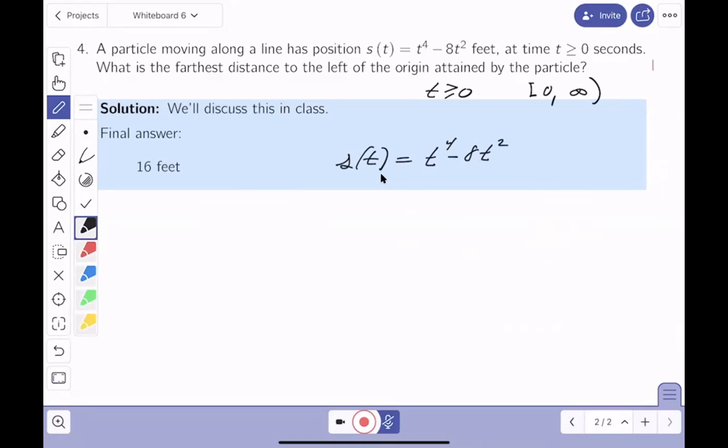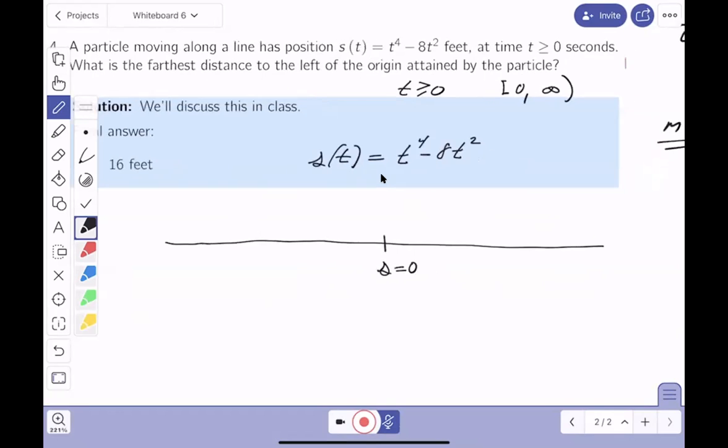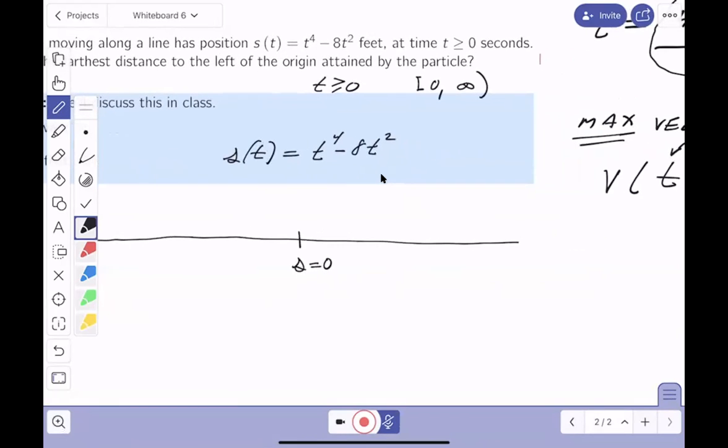It says, what's the furthest distance to the left of the origin? What I'm going to do is I'm going to say that they're talking about a particle moving, and it moves along a line. I'm going to say this is the origin over here. Now, what does that mean? It means s equals 0. So what I'm going to do over here is I'm kind of curious, when does s equal 0?